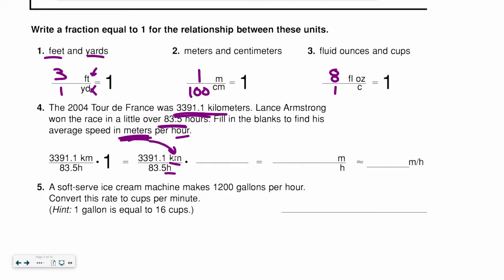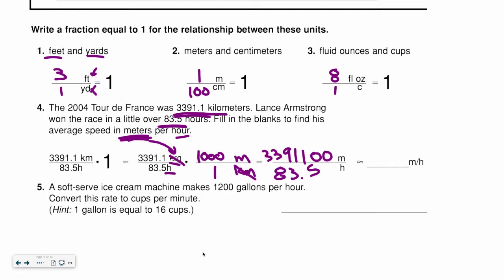To cancel this out, we need to put kilometers here, because if we're multiplying, we need to cancel out that multiplication, we need to divide. And if you know the conversion, 1 kilometer is 1,000 meters. So this and this cancel, and the only units left are meters and hours. Then I multiply. 3,391.1 times 1,000 is 3,391,100. I'm moving this decimal place over 3 times, and I'm keeping the 83.5 the same.